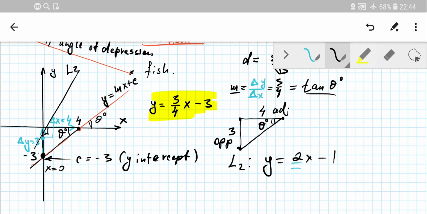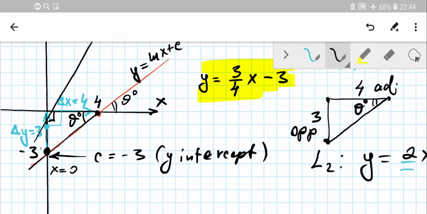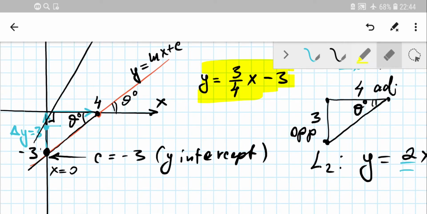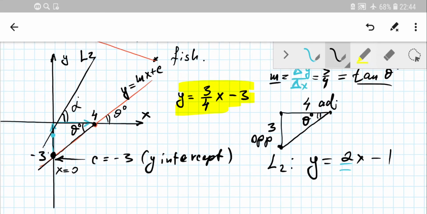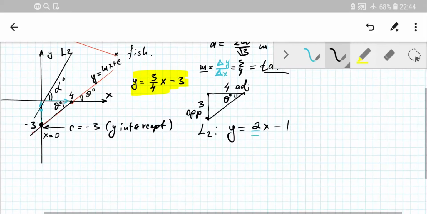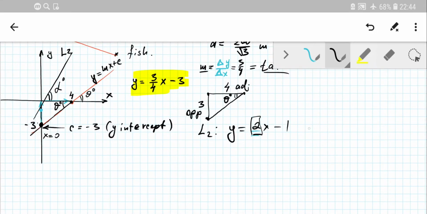How do we calculate the angle this line makes with the x-axis? I'll erase all unnecessary points. We want to calculate the angle of elevation of this line, let's say alpha. How do we calculate this angle? Easily. You know the gradient, which is 2 for that line, and we want to calculate alpha, the slope, in terms of degrees.